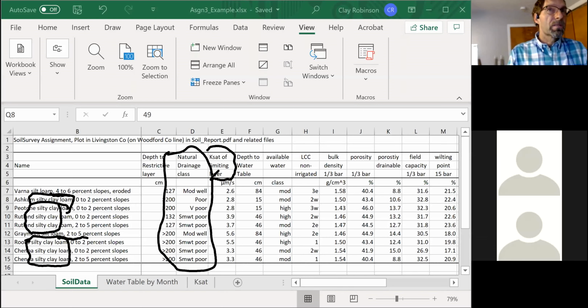So if this Varna weren't on a slope, it would have a major drainage issue because it's got a low hydraulic conductivity in the limiting layer. The limiting layer is within 40 inches of the surface. And so it would have some challenges. But its other issue, the water table is fairly deep for it. So all of these three things are coming together to affect the drainage class.